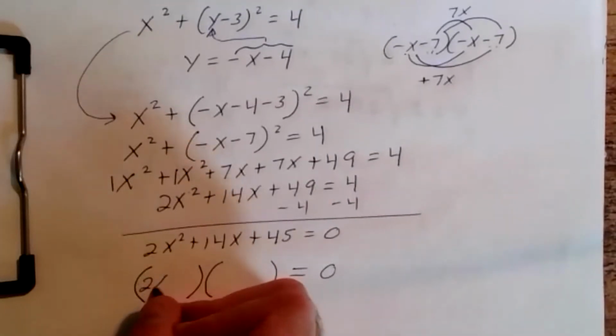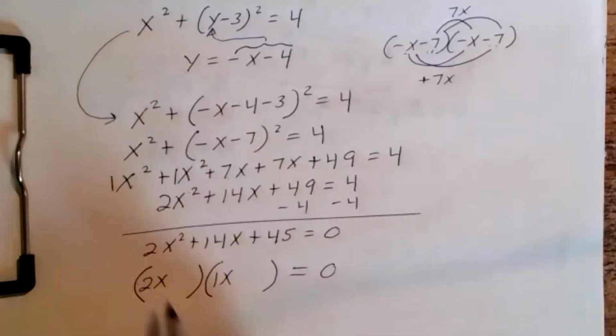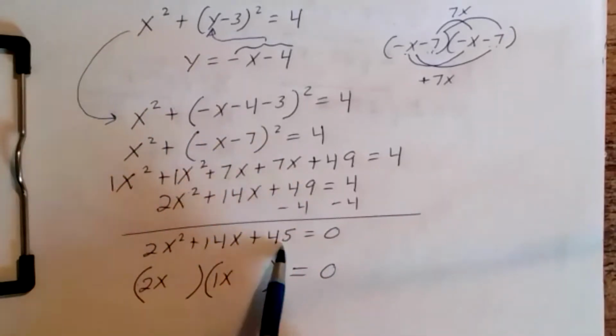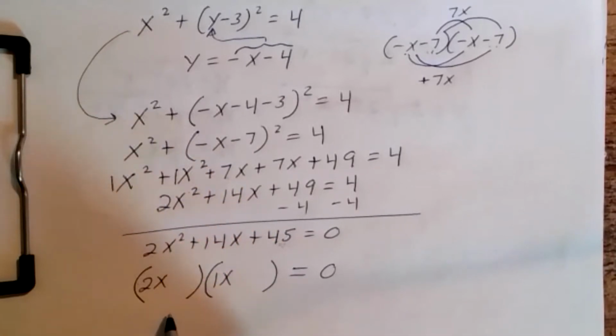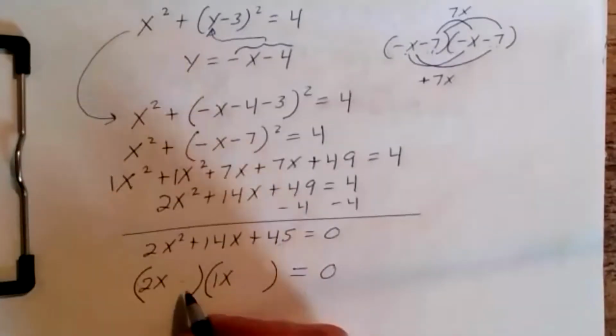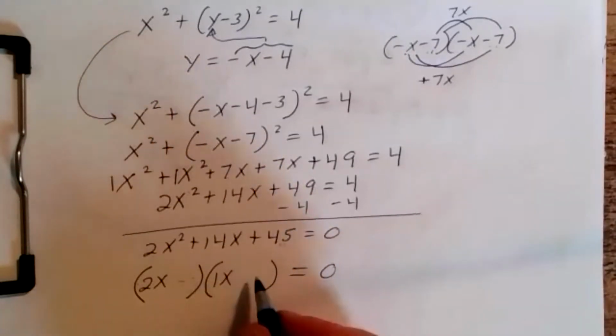Well, we're probably going to have the 2x and the 1x. We don't really have much choice for the first terms. We have a lot of choices for the second terms, though. What's going to drop in? 1 and 45, or 5 and 9, or 3 and 15, or 15 and 3, 9 and 5? What kind of combination here, ladies and gentlemen? 9 and 5, you say?